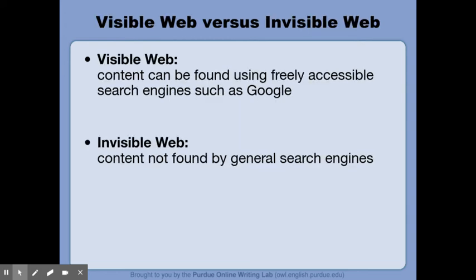Visible web versus invisible web. There are various aspects to consider when you start to conduct research on the web. The visible web and invisible web are facets of research you must be aware of. So the visible web: content can be found using freely accessible search engines such as Google. So anything you search within Google is a part of the visible web. The invisible web is content not found by general search engines. So this could be a scholarly database like EBSCOhost or JSTOR. So these are websites that are specifically published within a database, so you can't find them within a Google search.